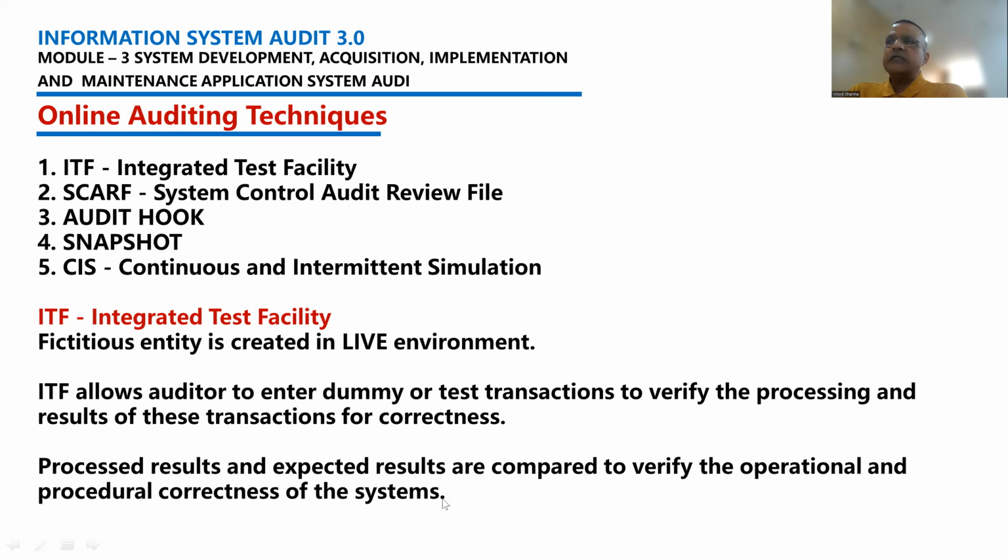So I'll push a transaction which is more than 20,000 rupees, and I'll see to it and get it processed, and I'll see what the outcome is. If it stops the transaction, then it's okay, fair enough, which means that on comparing the processed result and the expected result, I found that the procedural correctness of the system is there.